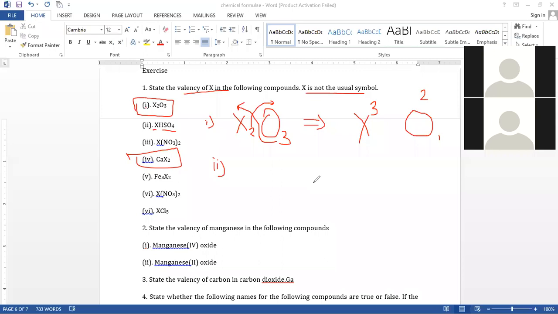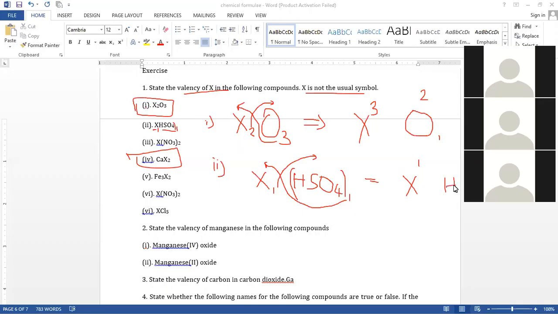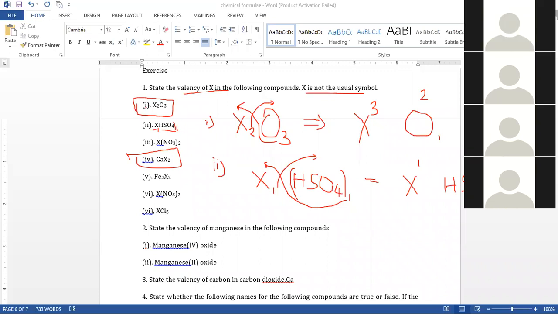So I will say that that means it was X1 hydrogen sulfate. Again, the superscript is 1. So from what we've seen, what is the valency of X in this equation? 1. Okay, I'm going to do the third number, then we can start asking questions and we can start working together. Part 3.